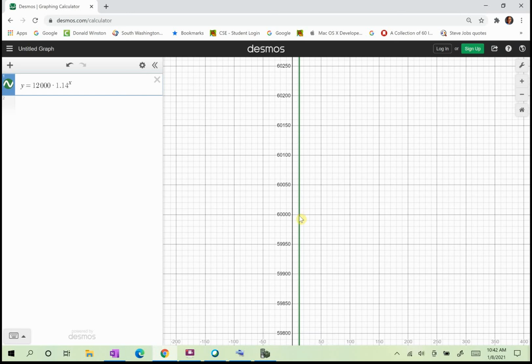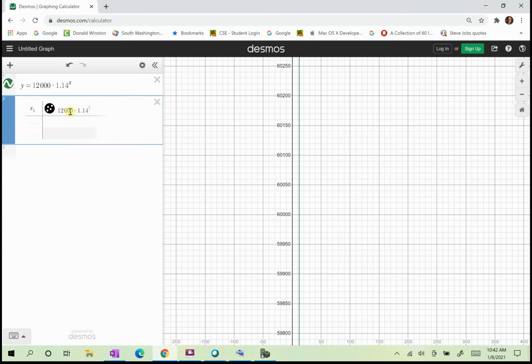But there's another way we can get at that, and I'll show you. If I click my plus button, and then I'll click my table, and then we have x1, and for y1, we'll just replace. We'll put in our expression. Rather than using a variable x, we'll be using x1, because that's what our table is using. So I'm going to type that in, 12,000 times 1.14, caret key, raised to the x1, not x, x1.